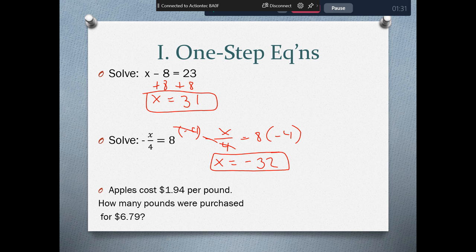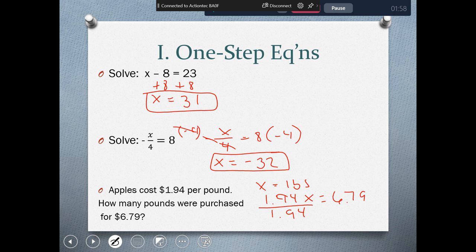Right, apples cost $1.94 per pound. How many pounds were purchased for $6.79? So we are looking for x. It's going to be pounds. So anywhere that it says pounds, we're going to put an x. So that's going to be $1.94 per pound equals 6.79. And I'm going to just divide by $1.94. So x is going to equal $3.50, 3.5 pounds.